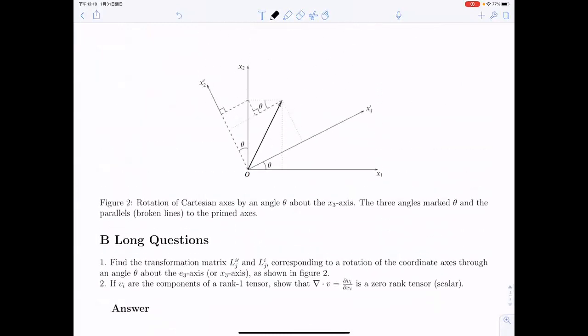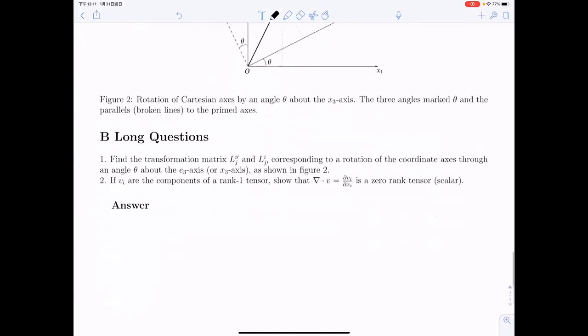If you haven't tried it by hand before, you should not look at the answer.